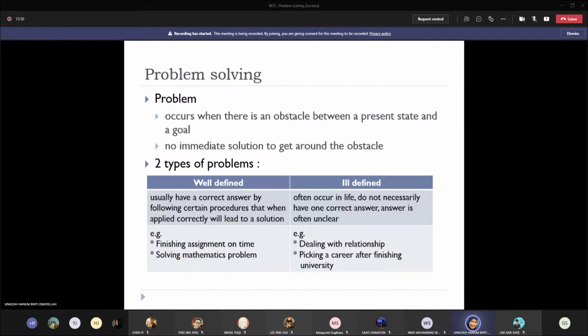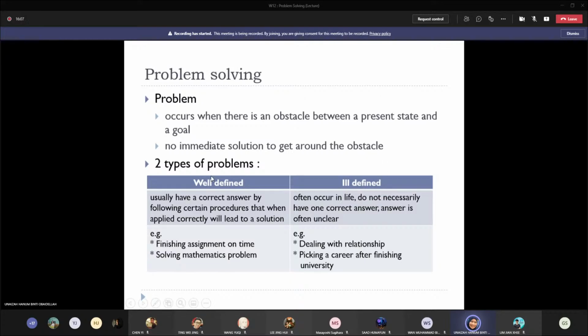Of course, different problems will give you different levels of obstacles, and sometimes you don't even have an immediate solution when trying to solve a specific problem. And that is why we have two categories of problems: one is called well-defined, another one is ill-defined.